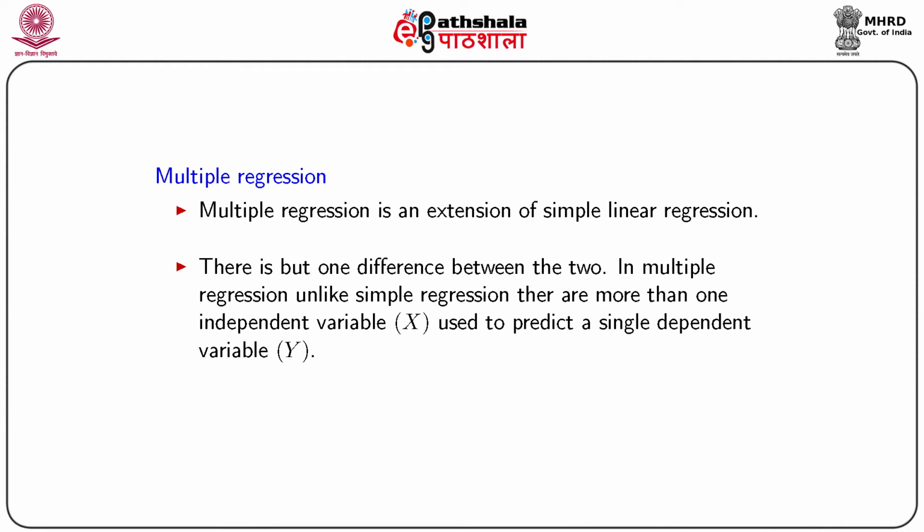Multiple regression can be considered as an extension of simple linear regression. There is but one difference between the two, and that is in terms of the explanatory variables. In multiple regression, unlike simple regression, there is more than one independent variable, which we denote by x. These independent variables are used to predict a single dependent variable y in both simple and multiple linear regression. Now the predicted value of y is taken as a linear transformation of the x variables if there are a number of them in multiple regression, and if there is only one in the case of simple regression.